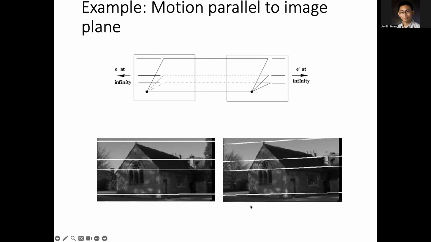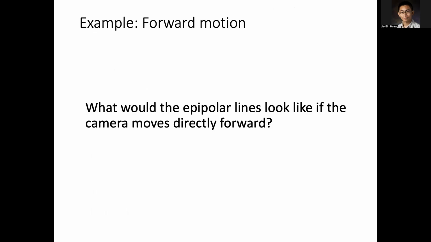Okay, so these are two examples of different viewpoints. Another interesting thought experiment: what if I capture an image like this, the first image, and then for the second image, I just move forward and capture another image? What will happen? Imagine that you have a self-driving car. You have an image, and then you capture another image forward. What would the epipolar line look like?